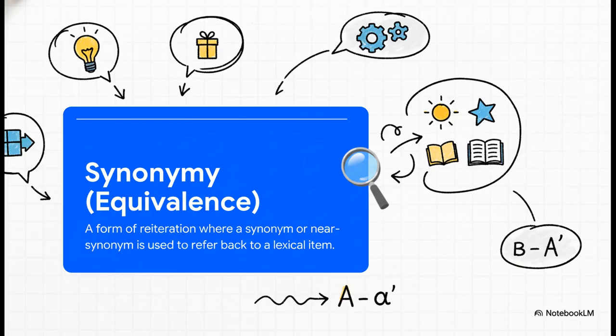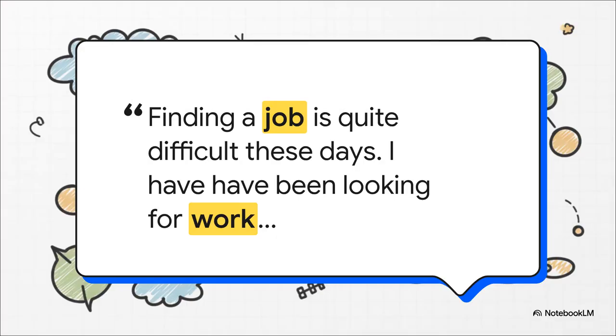Let's level up a bit to something a little more sophisticated: synonymy. This is when a writer uses a synonym, a word with a similar meaning, to refer back to something they already mentioned. It's a great way to add some variety while keeping that connection strong. Here's a classic example. See, the first sentence uses the word job, and the second one switches to work.